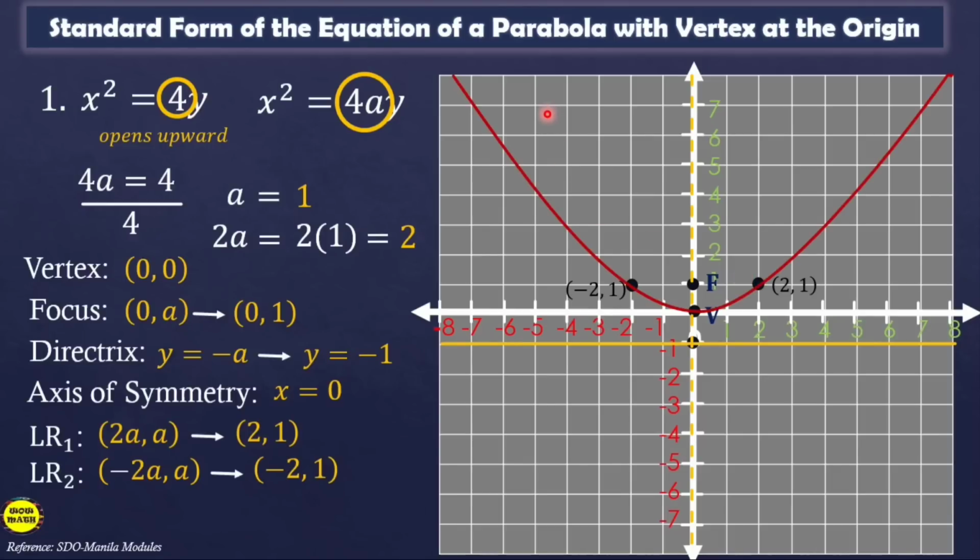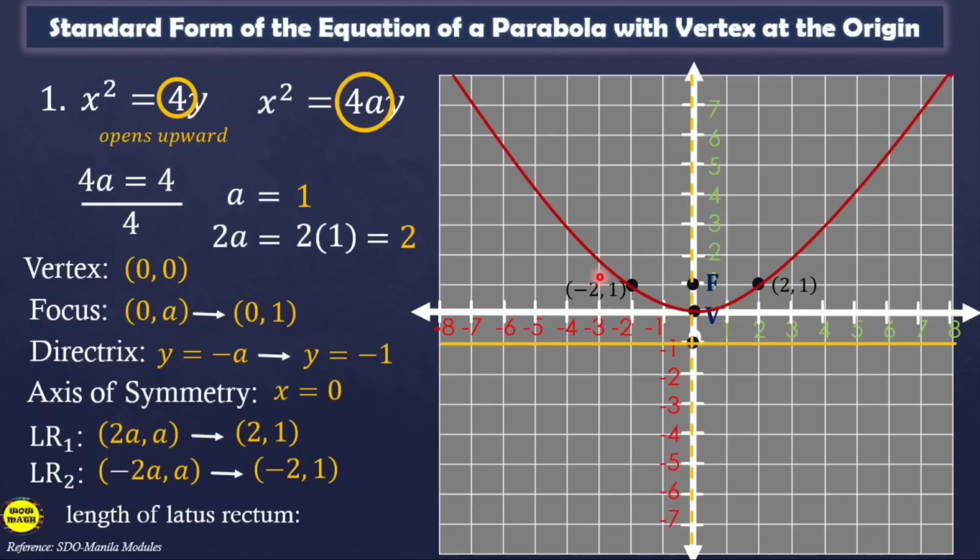So, pwedeng mula dito or mula dito sa right side. So, depende kung paano nyo i-graph yung parabola. So, mula sa vertex, kailangan dadaanan niya yung dalawang endpoint ng latus rectum natin. So, ito na yung graph ng parabola natin. It opens upward.